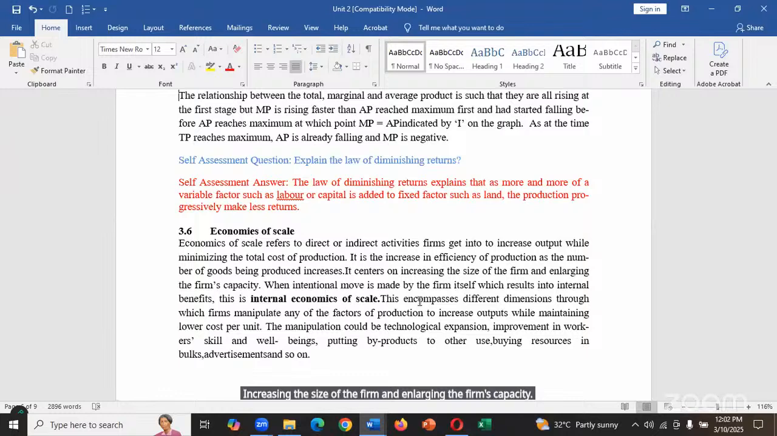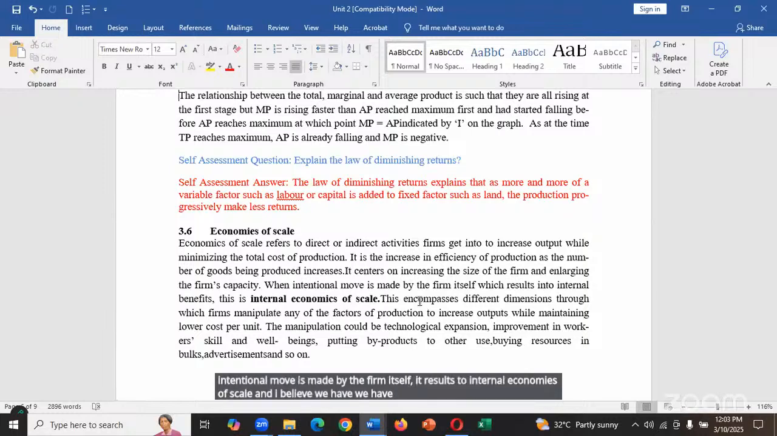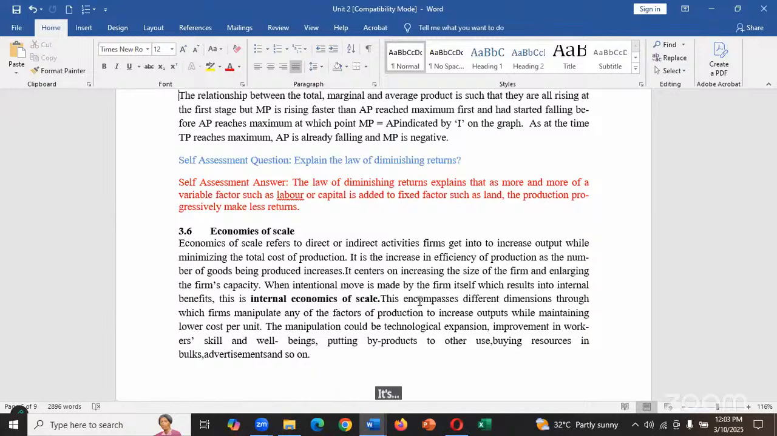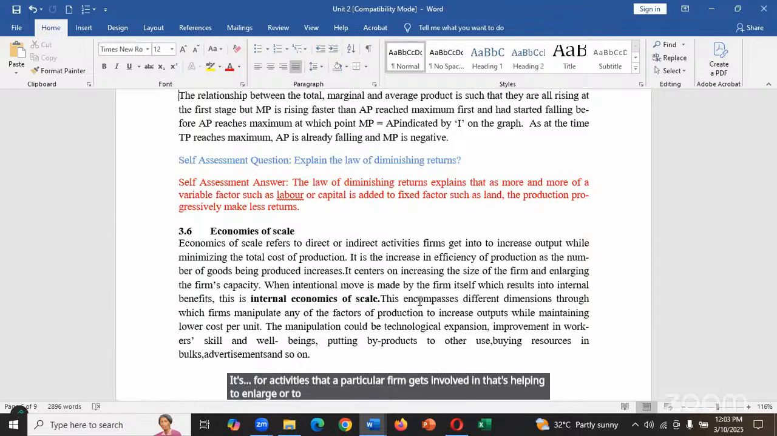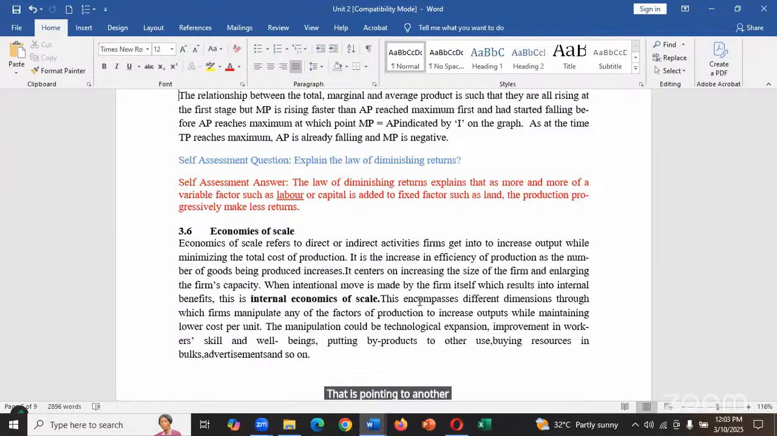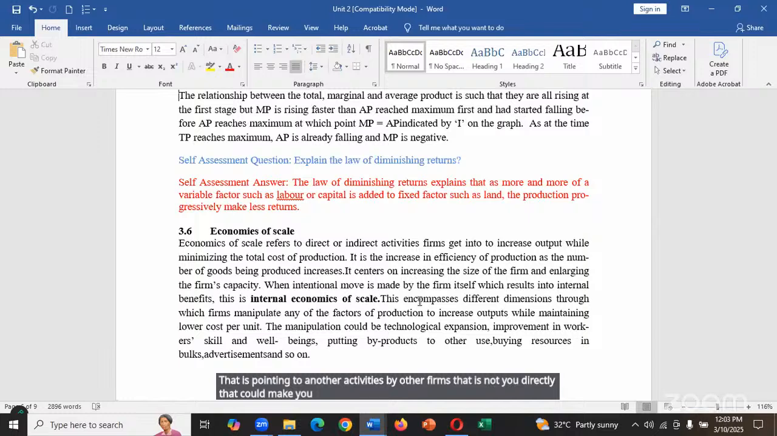When an intentional move is made by the firm itself, it results in internal economies of scale. And I believe we have heard that before. When you say internal economies of scale, it was activities that a particular firm gets involved in that help it to enlarge or to expand, to increase efficiency. And when you say external economies of scale, that is pointing to activities by other firms, not you directly, that could make you benefit or increase whatever it is that you are doing.